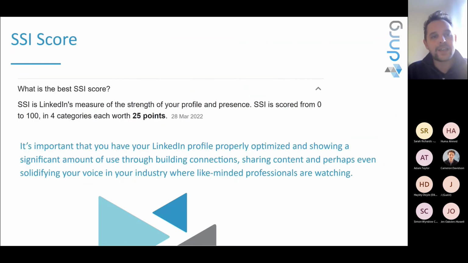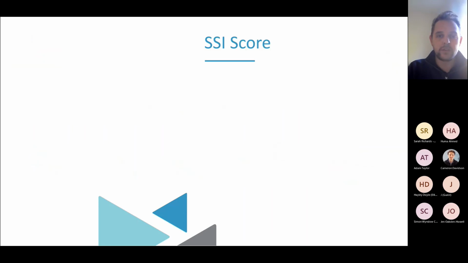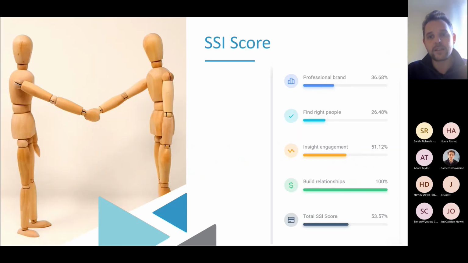Now on to the SSI score. As I said, some of you may already be aware of what this is, some of you may not, but basically the SSI score is a measurement from LinkedIn. It's ranked from 1 to 100, and it measures the strength of your profile and what you're doing on LinkedIn. And the score of 0 to 100 is split out in 4 categories, and each of them is worth 25 points. And the 4 categories that you're measured on are professional brand, finding the right people, insight engagement, and building relationships.